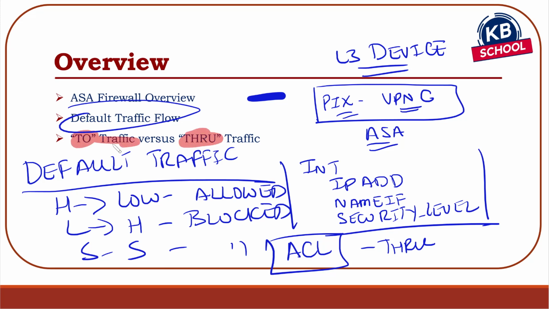If you want to control to traffic, it is done by enabling or disabling a service. By default, all the services are disabled on the firewall except for ICMP. By default, the only traffic that you can send towards the firewall is ICMP. That's for testing purposes, to make sure the firewall is up and running at the time that you configure it. Other than that, all the other services are blocked.